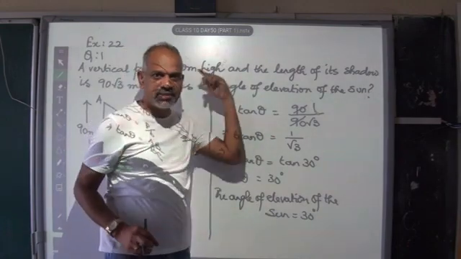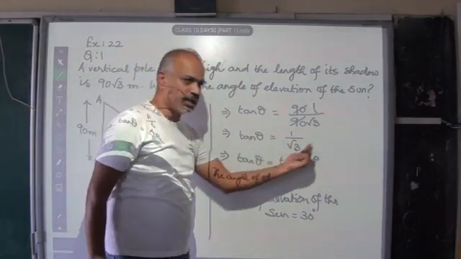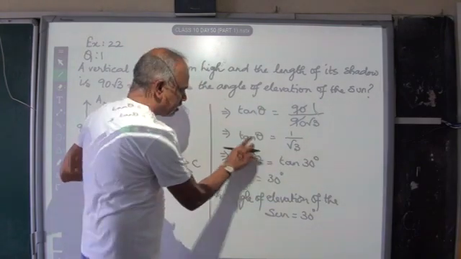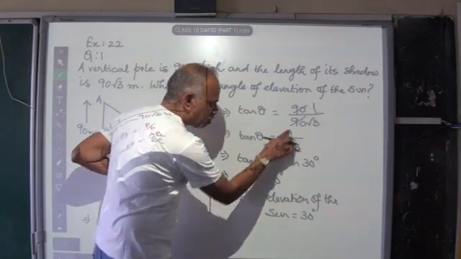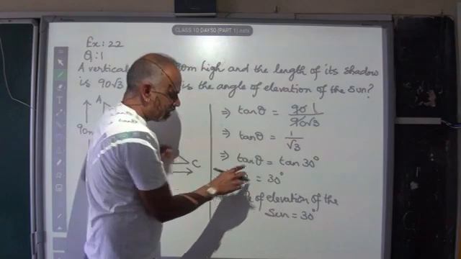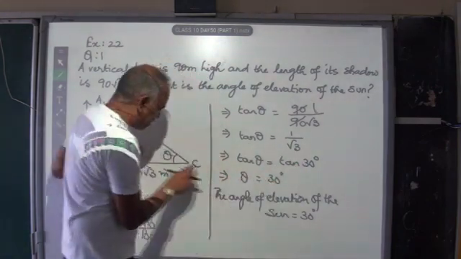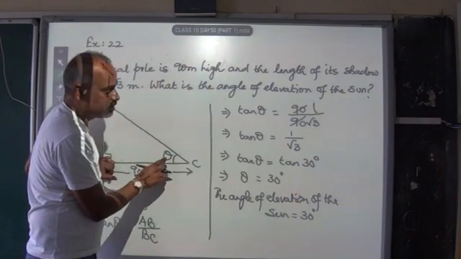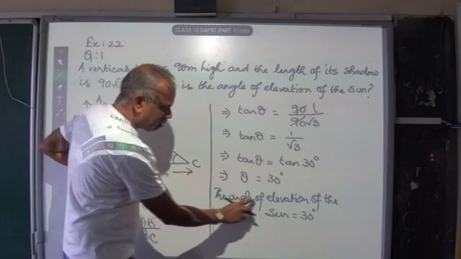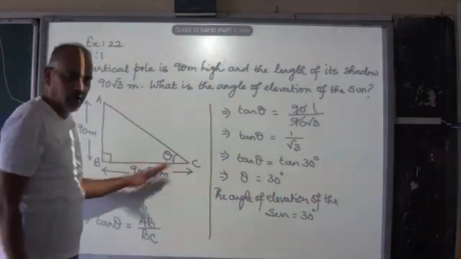If you remember the standard angle table which I showed you in the previous chapter, 1 by root 3 is tan of 30 degrees. So tan theta is equal to, instead of 1 by root 3, I have written tan 30 degrees. Therefore, theta will be equal to 30 degrees. That's the angle, this angle. This is called the angle of elevation of the sun. Therefore, the angle of elevation of the sun is 30 degrees. No homework for today.